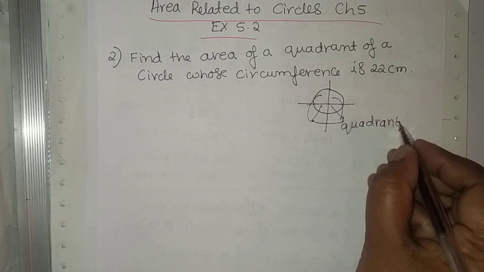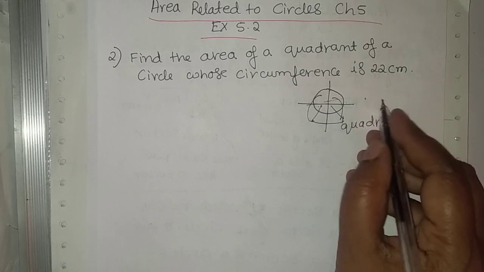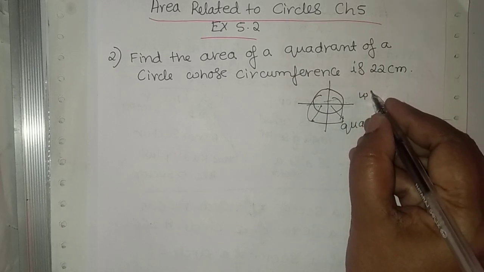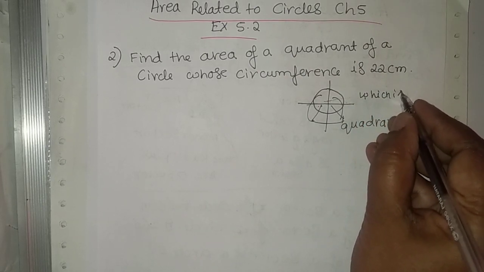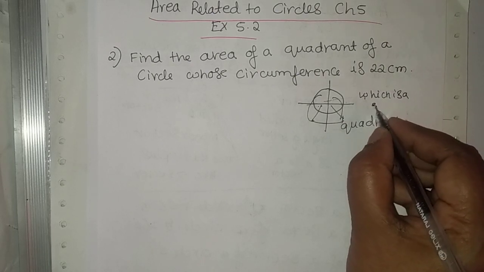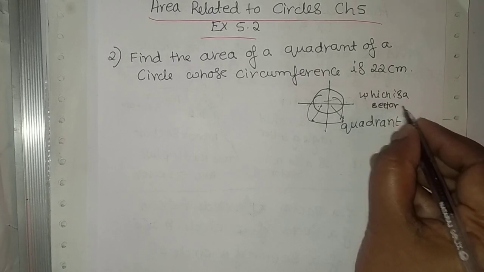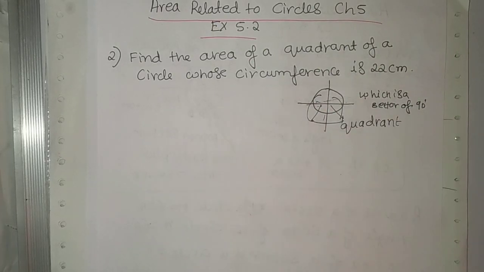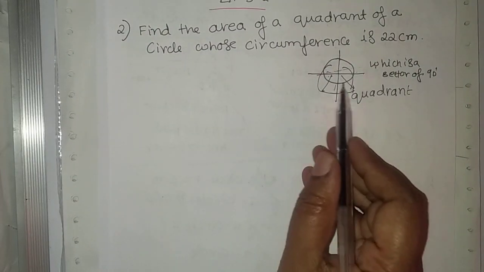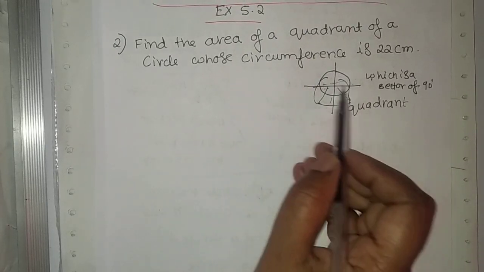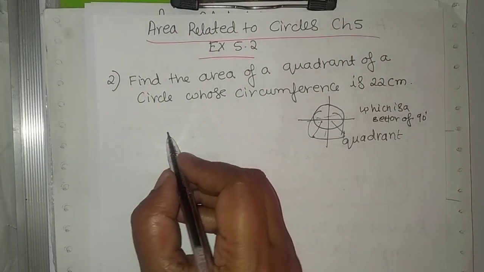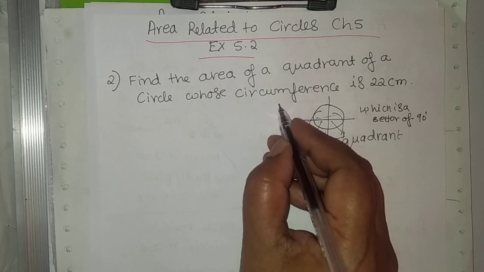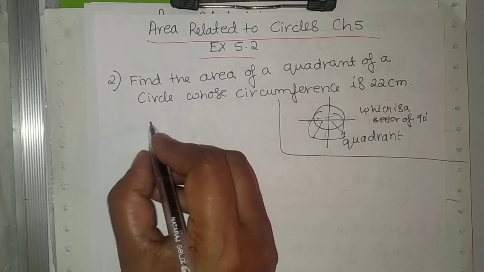Each part will have a sector of angle 90 degrees. So one part is called a quadrant. Next, after this, we'll start the problem.